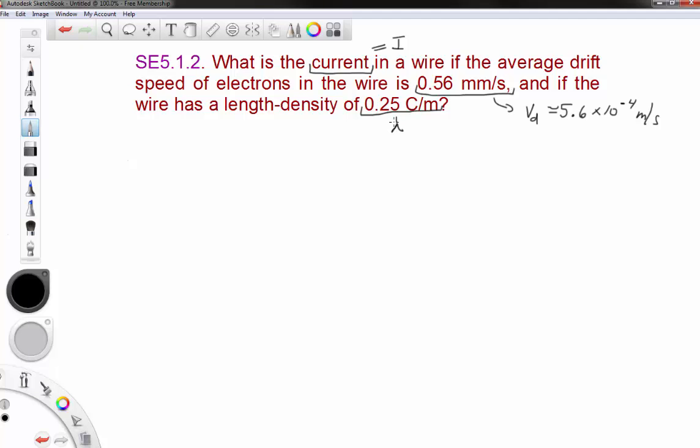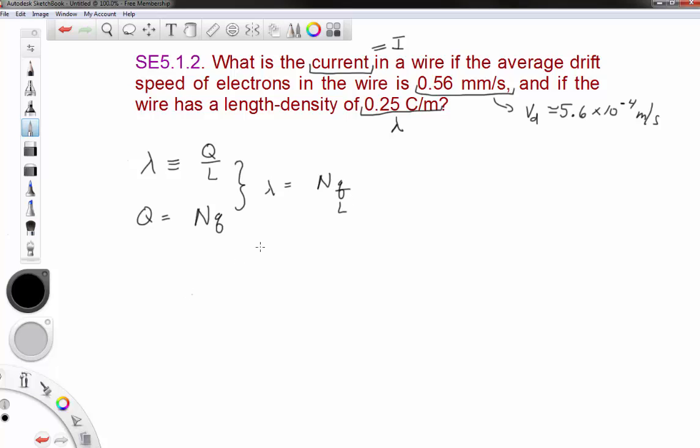And lambda, as you know, basically represents charge per unit length. So this would represent Q over L. Now, Q, in turn, is going to be the number of charges times the amount of charge on each of these charge carriers. So if you combine these two together, you get that lambda is equal to N times Q over L.